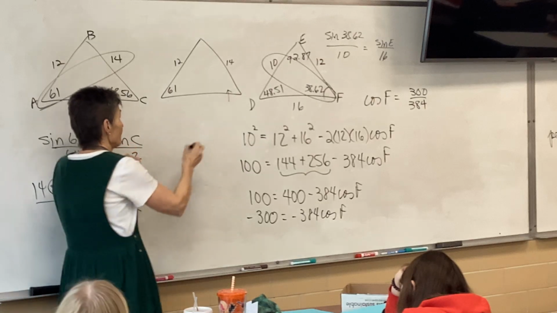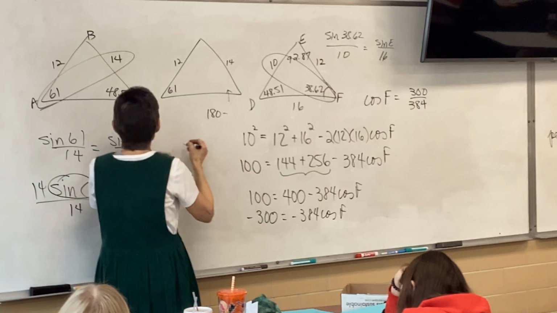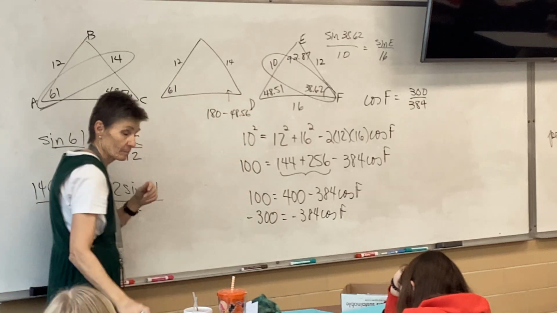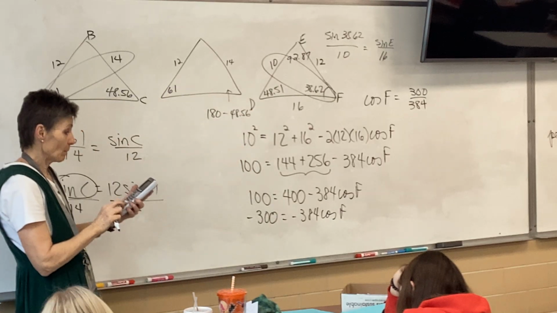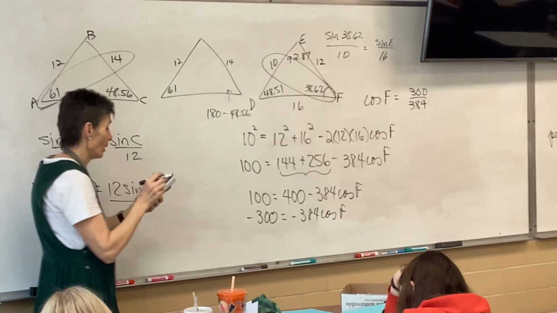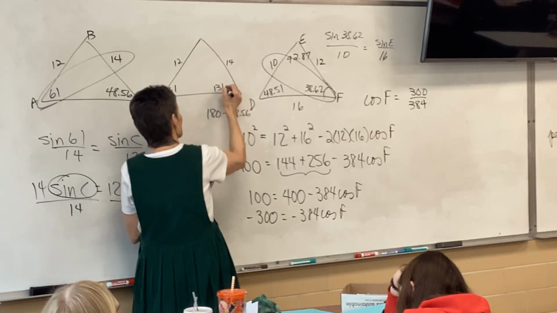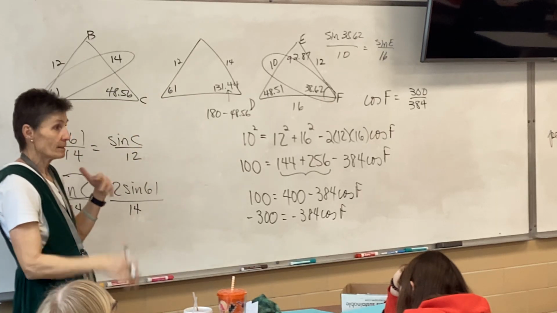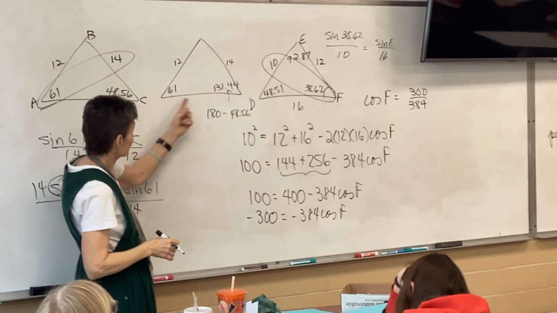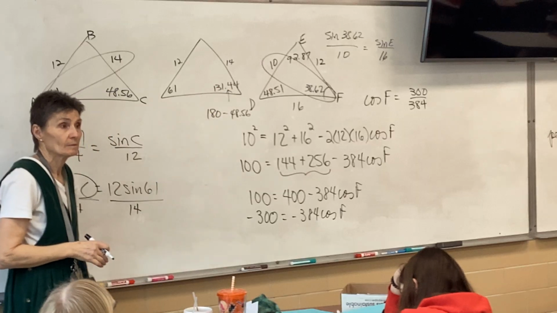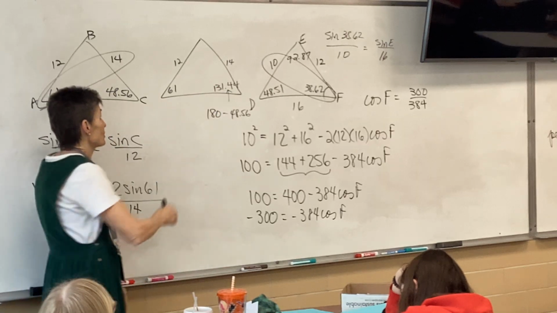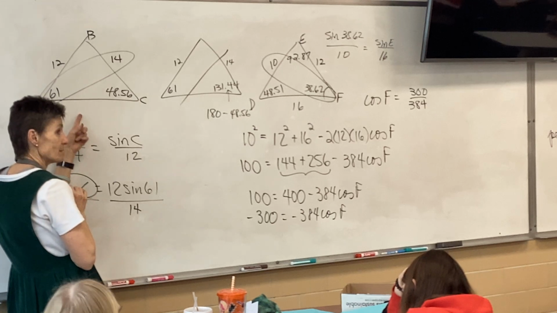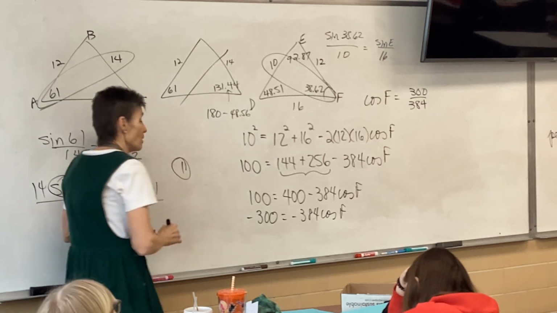Well, I don't know, but if I do, it's 180 minus 48.56, right? So that will be what? 131.44. So then I just stand back and say, can that be? Can I have a 61 and a 131? No. So that's gone. And how many triangles are possible? 1. So this is forward.